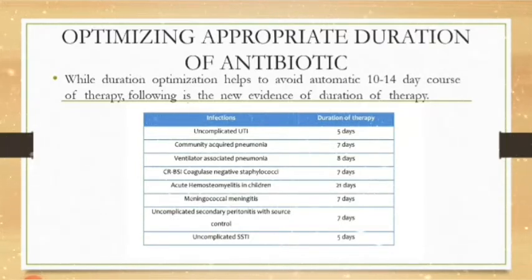Acute hematogenous osteomyelitis in children can be treated for a duration of 21 days. Meningococcal meningitis has a duration of therapy of 7 days. Uncomplicated secondary peritonitis with source control has a duration of therapy of 7 days. Uncomplicated skin and soft tissue infections have a treatment duration of 5 days.